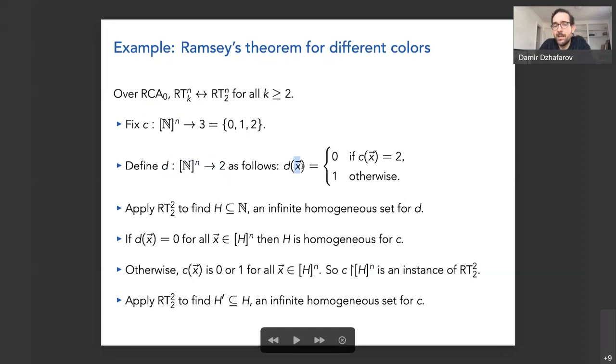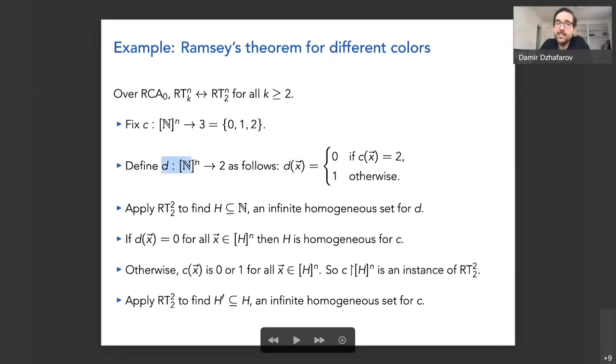You give me an n-tuple x, and I look at what color C assigns it. If it assigns it the color 2, then D will color it 0. Otherwise, that is, if C gives it the color 0 or 1, D will give it the color 1. So what we're doing is squashing two colors together. If you're using the color 2, then fine. Otherwise, squash these together and treat them as one color. That's what D is doing.